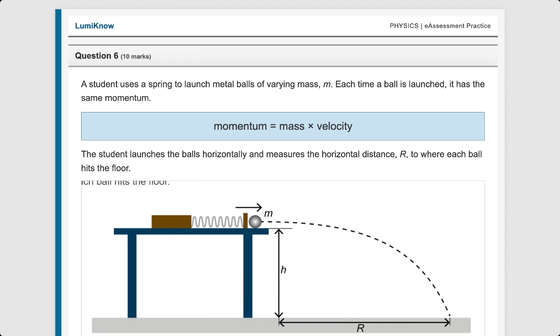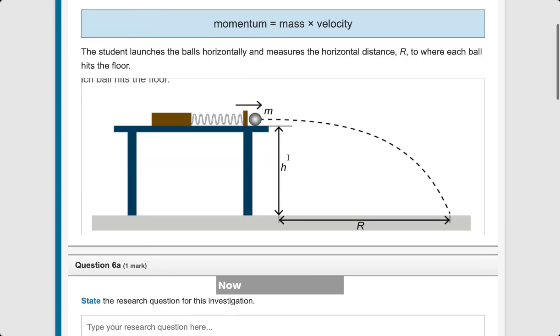A student uses a spring to launch a metal ball of varying mass m. Each time the ball is launched, it has the same momentum. The student launches the ball horizontally and measures the horizontal distance r to which the ball hits the floor. Here he is varying the mass and has the same momentum, and measures the distance r where the ball hits the floor. State a research question for this investigation.